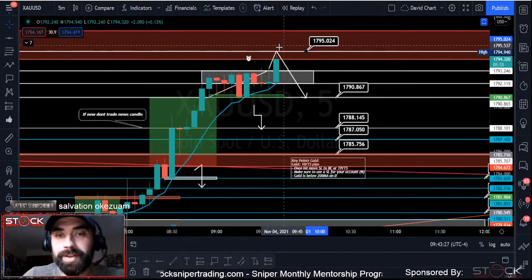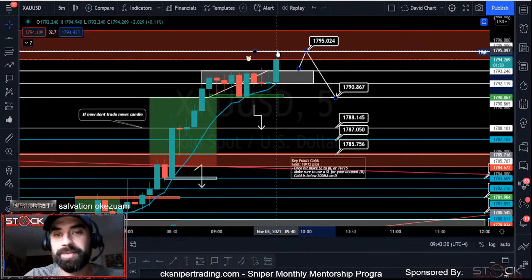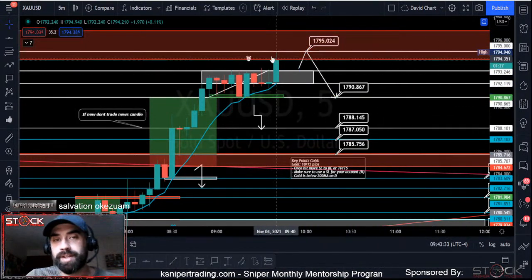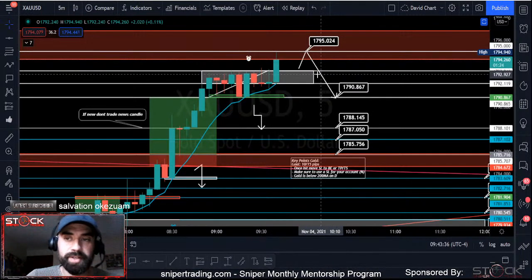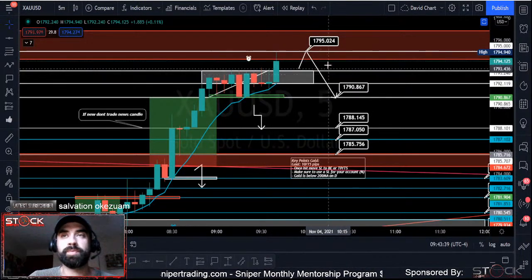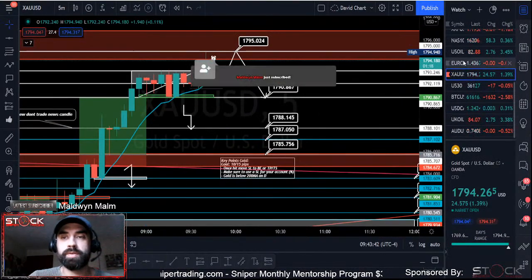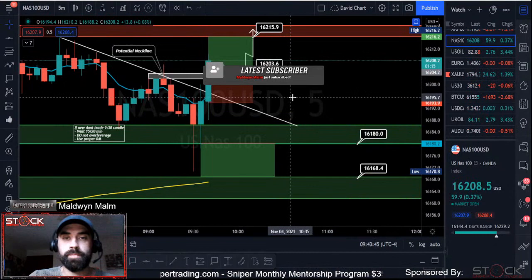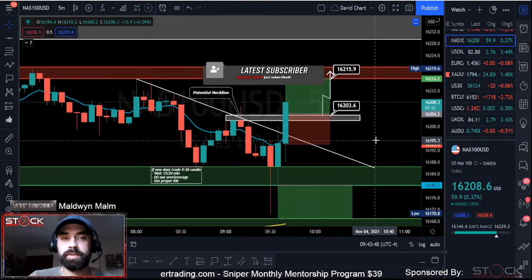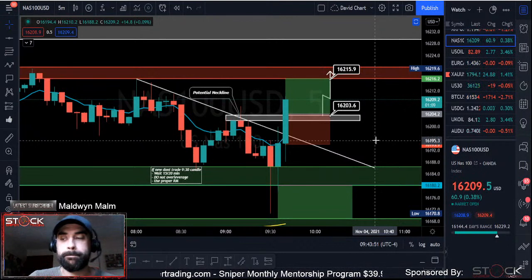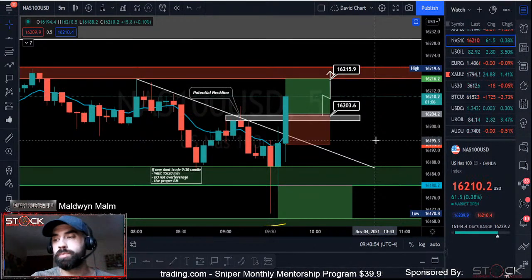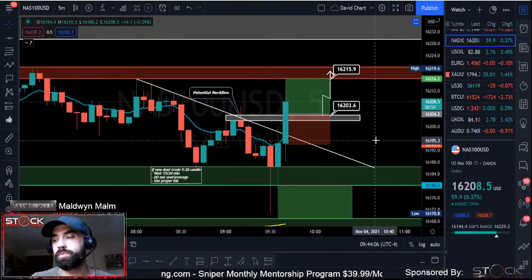It's funny how it's coming right there. That top wick, guys, it's right there. Moving it over a little bit. I think it did touch. Okay, there's Nasdaq. Getting really held up right here, guys.